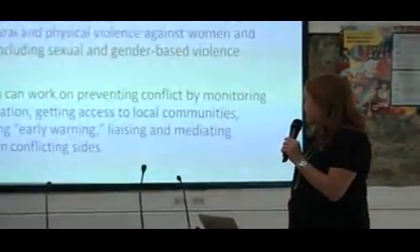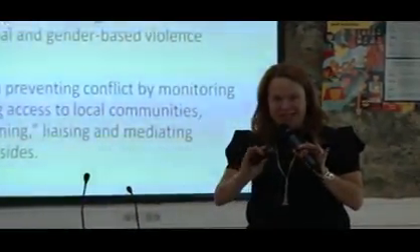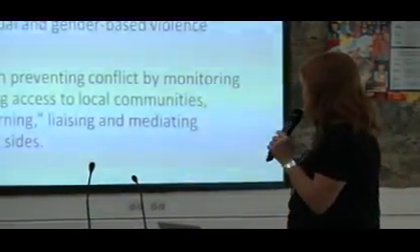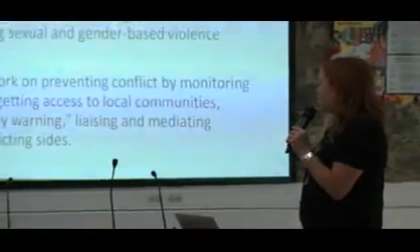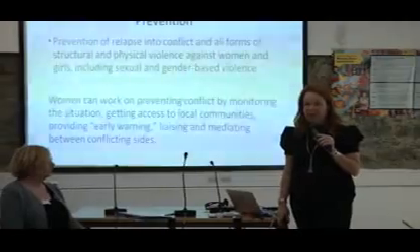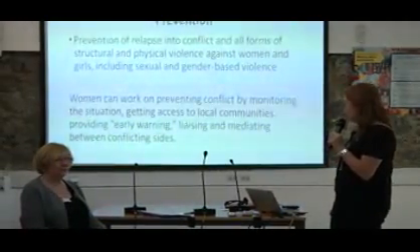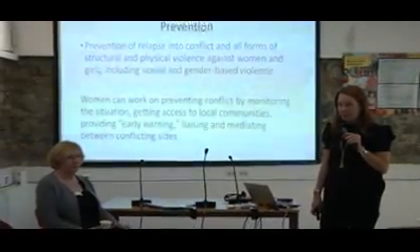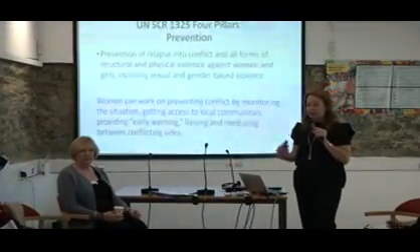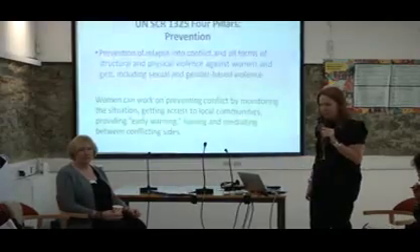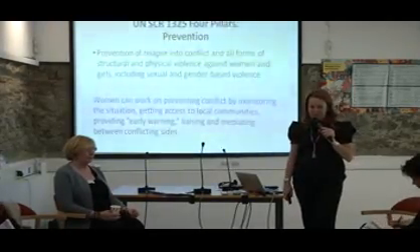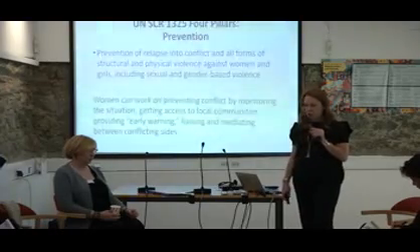Now, what we see is that it's not only about saying that it's prevention, but it's also about the role that we can all play in prevention. Basically, it's about the role that women can play in preventing conflict. So how can they do that? They can prevent conflict by monitoring the situation, by working with local communities at the local level, by what we call providing early warning. So again, monitoring and warning if there's a violent situation. Liaising and mediating between conflict sides. So this is what women's organizations can do in terms of prevention.